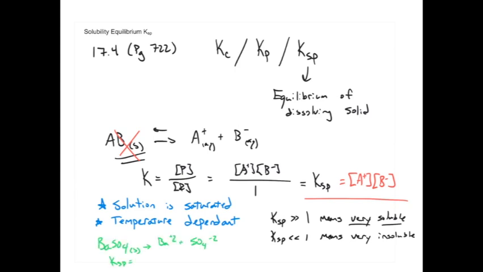Here's a real example of a substance that has a very low solubility. BaSO4, when dropped into the water, only ionizes a very small amount.